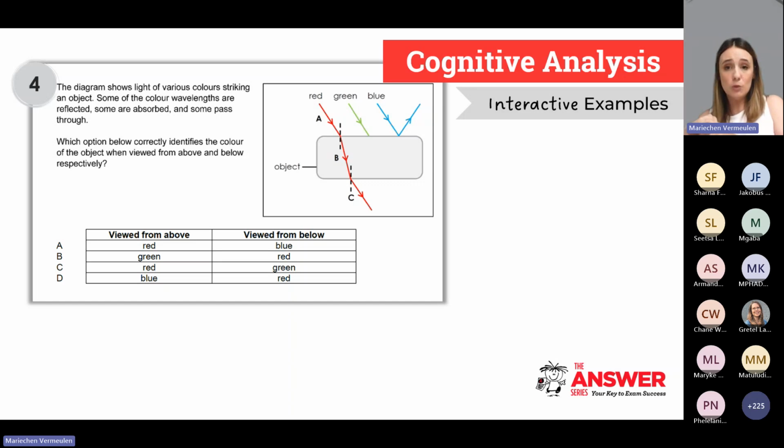Green is absorbed and blue light is reflected, and only reflected light can be taken in by the eye and observed and interpreted by the brain. So viewed from below, red, viewed from above, blue. And the correct option there is then D. So considering this, the poll for multiple choice question number 4 will be posted, and you can decide, is this low, middle, or high?